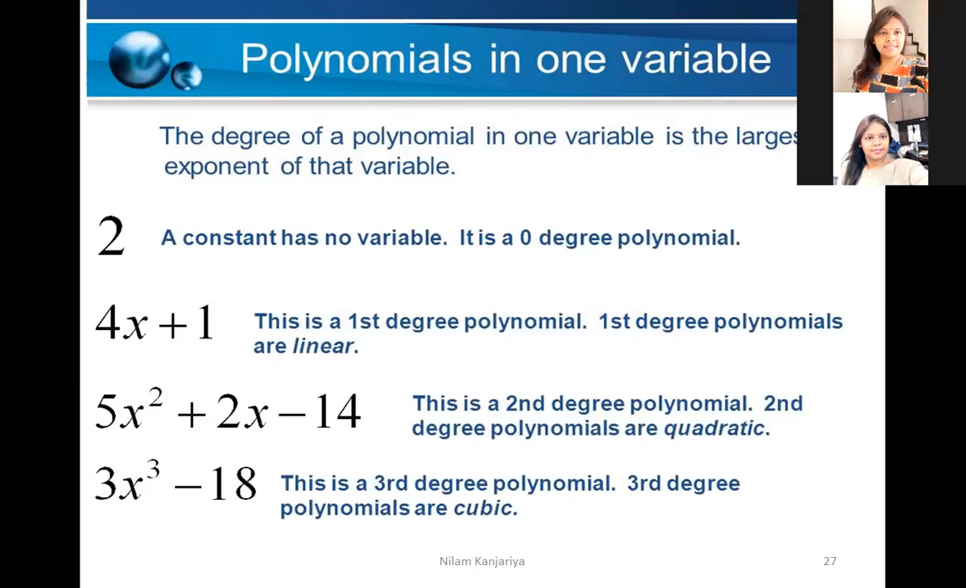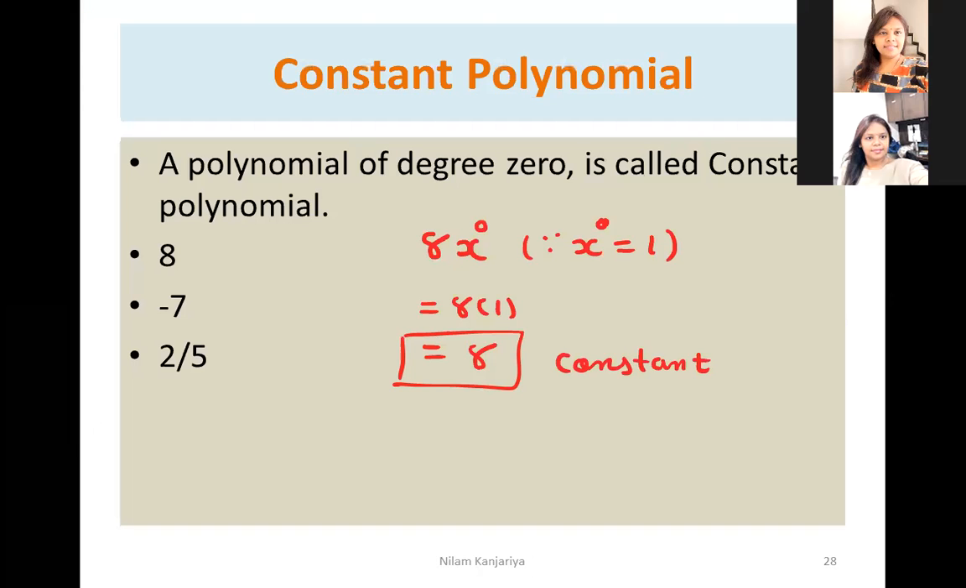Now the meaning of degree: it is the highest power of the variable in the given polynomial. That highest power is known as the degree. If the degree of the polynomial is 0, it is known as a constant. If the degree is 1, it is known as linear. If the degree is 2, it is quadratic. If the degree is 3, then it is known as cubic. So there are some examples.